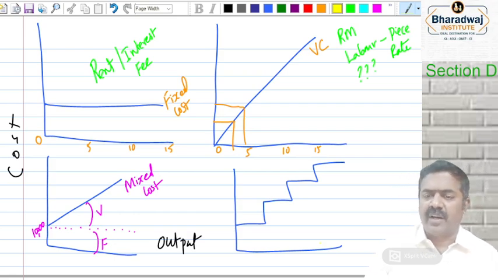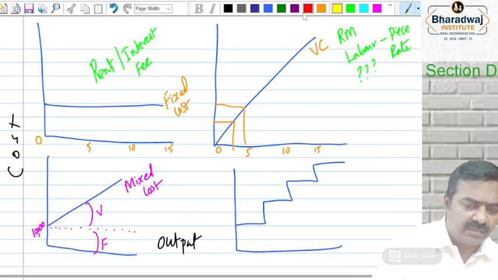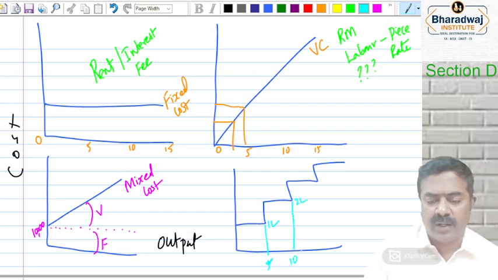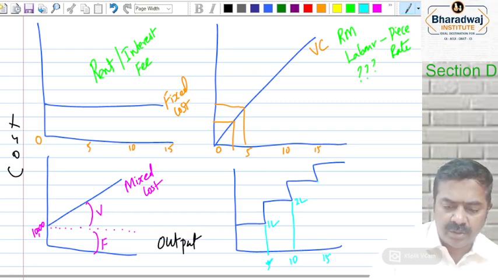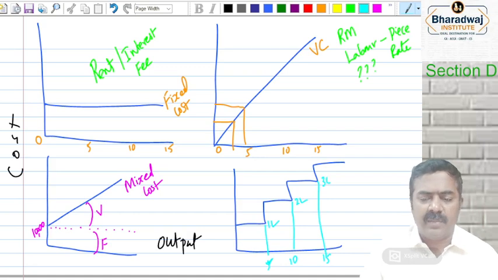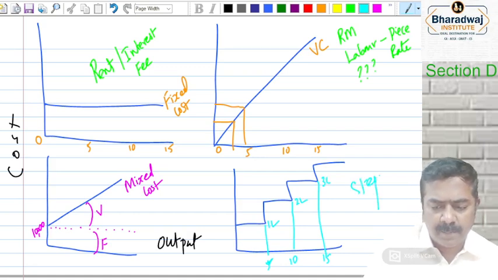Even this cost you can find in factories. Look at the next one. For 0 to 5,000 units, cost is like $1 lakh. Then once you produce more than 5,000 units, the cost becomes like $2 lakh. Up to 10,000 units, cost is like $2 lakh. Up to 15,000 units, the cost is like $3 lakh. Like that it jumps. Cost that increases level by level is called step cost.